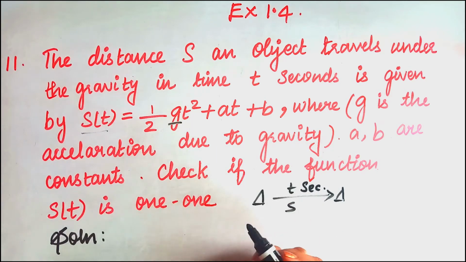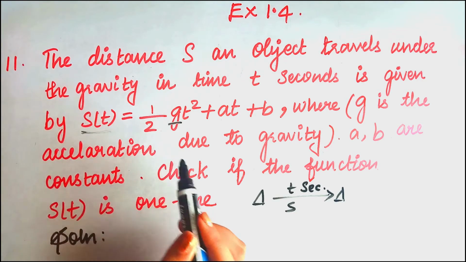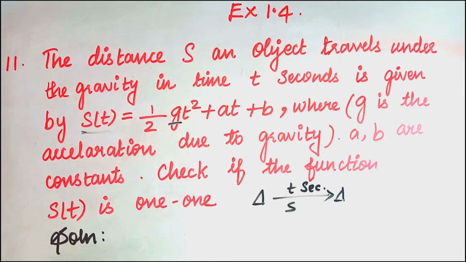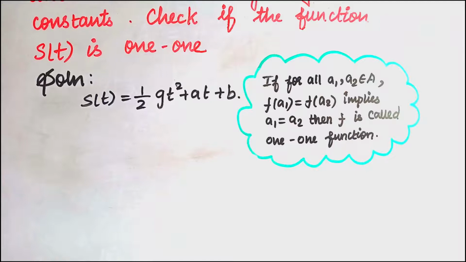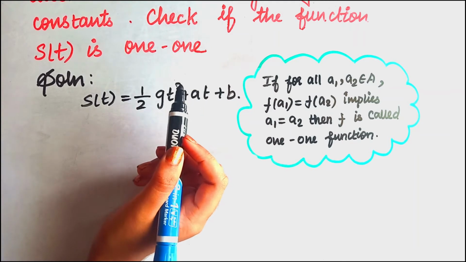So now we have to check if the function s of t is 1 to 1. So we have to check whether this function is 1 to 1 or not. So let's get into the sum. Now let's see the definition of 1 to 1 first.